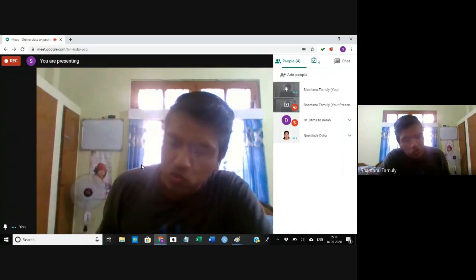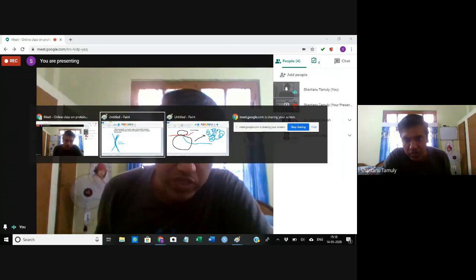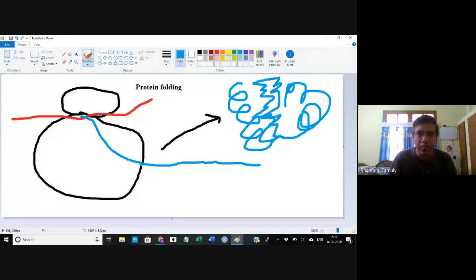Okay, so in the WhatsApp group, I asked one question: when the protein is being synthesized in the ribosome, during synthesis, the protein is not in the folded form, it is in unfolded form. So in that case, why does the protein aggregation not occur when the protein is still being synthesized in the ribosome? Because it should occur, because this protein is open.